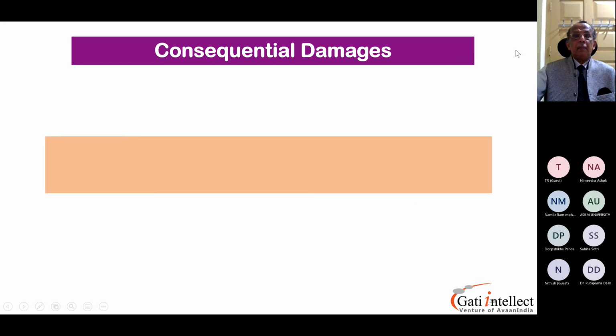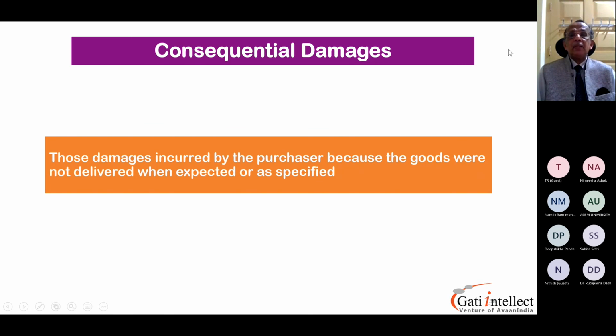Consequential damages, what are they? Those damages incurred by the purchaser because the goods were not delivered when expected or as specified. Now the supplier had promised a lead time, but he kept on delaying the lead time with his excuses. So the organization or the ultimate consignee cannot put a claim onto you as the buyer. Got it?